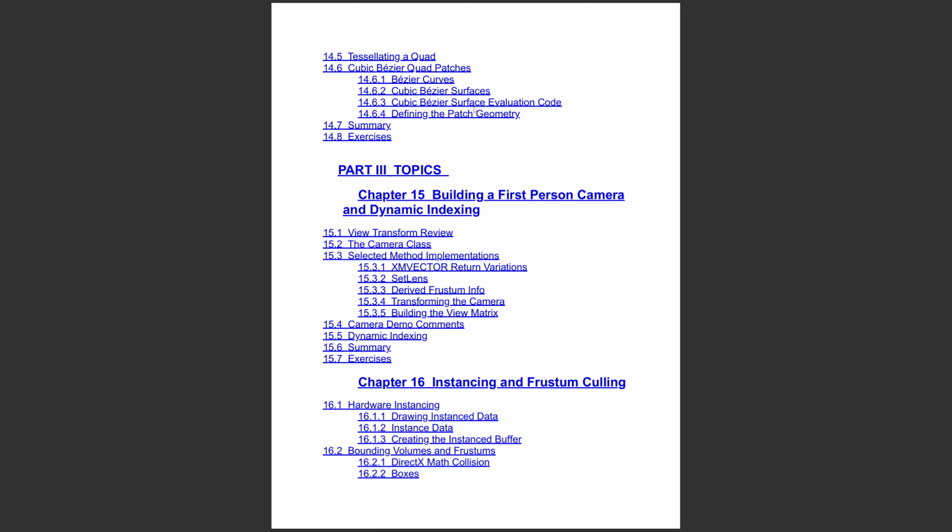But we have the selected method implementations, XM vector return variations, set lens, I remember using that, derived frustum information, transforming the camera, building the view matrix. I've done those things before with varying degrees of success, mostly not successful, but I got it to work in a couple of examples, but it gets a little complicated in how you get it set up.